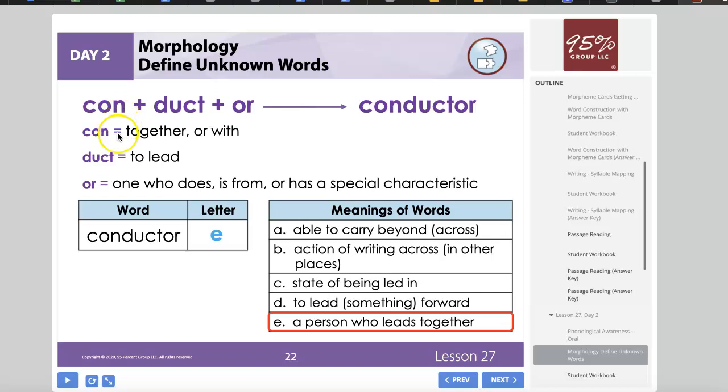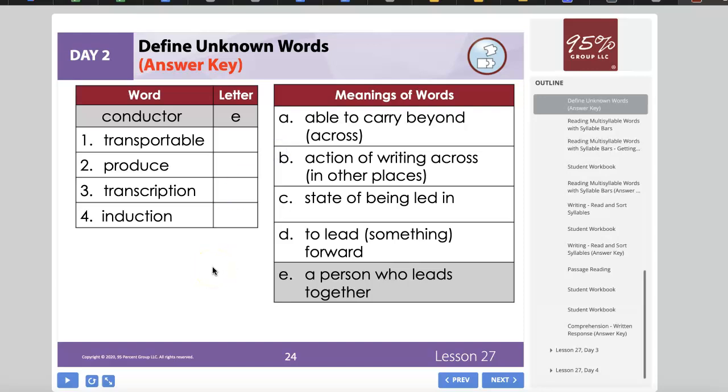And we can figure that out because we know con means together or with. And we've got together right here in our definition. Duct means to lead, leads, or one who does. A person who. Okay, so a person who leads is a what? Conductor. Great job. All right. Now, we're going to look at the word transportable. We know that we are done with E, so we are not using E anymore, so you can go ahead and mark that one out. We are done with E.